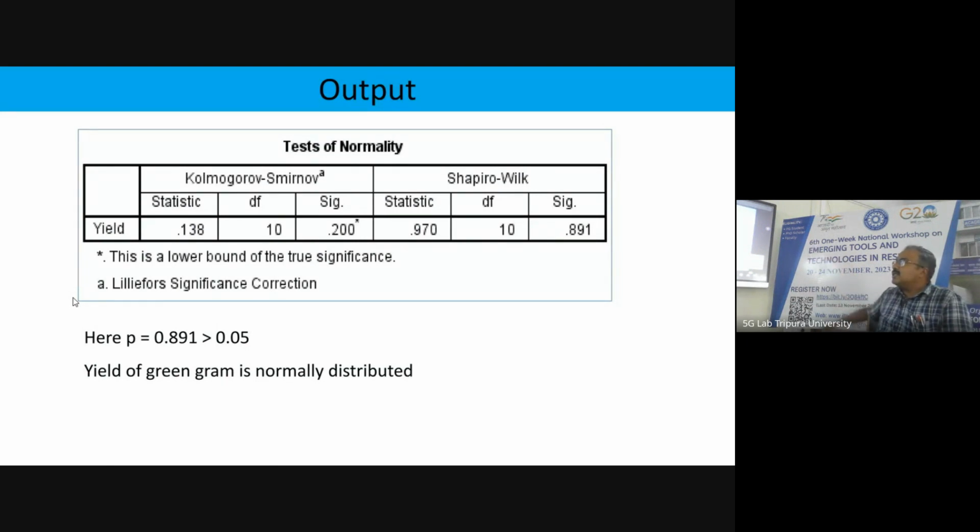The result tells, see, the statistics and significance for the Shapiro-Wilk test. If you remember, we mentioned that to check whether normality is there or not, we are going to conduct a Shapiro-Wilk test. The last one, significance, tells 0.891. Now this 0.891 is obviously much greater than 0.05. That means the yield of green gram is normally distributed. So you are checking whether it is normally distributed or not. It is normally distributed.